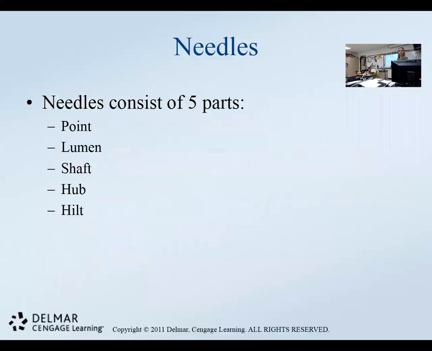Okay, needles consist of 5 parts. The point, obviously, you saw that. We talked about the lumen. The shaft of the needle is just the metal portion. The hub is down here where it's actually connected to the syringe itself. And I cannot remember right now what the hilt is. My mind just went blank. Is it the little squishy part? No, this is just the needle.